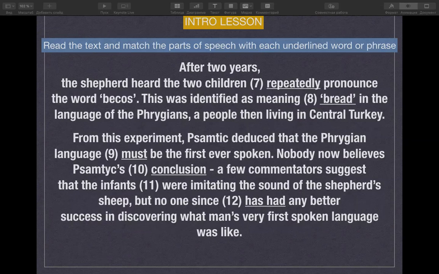Nobody now believes Psamtik's conclusion. A few commentators suggest that the infants were imitating the sound of the shepherd's sheep, but no one since has had any better success in discovering what man's very first spoken language was like.